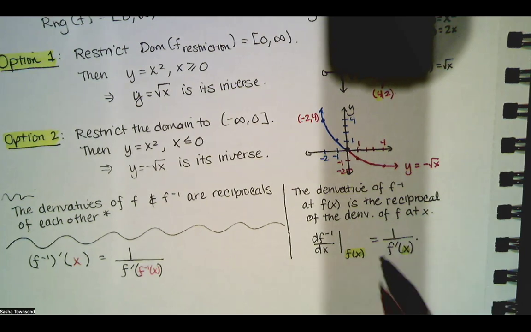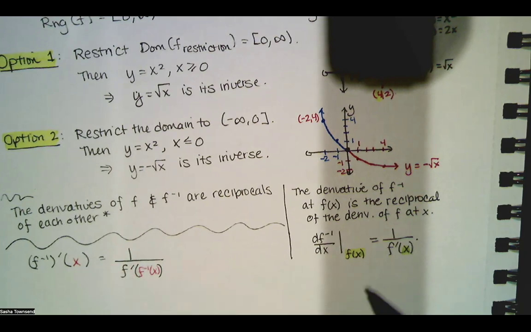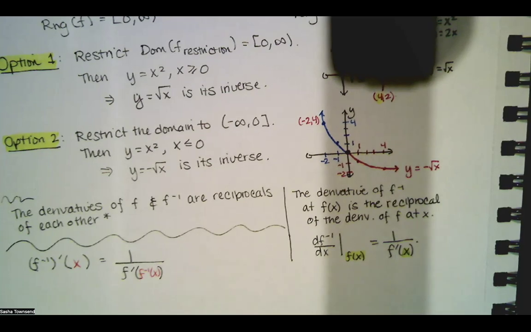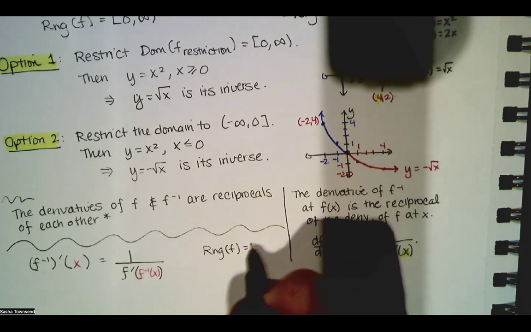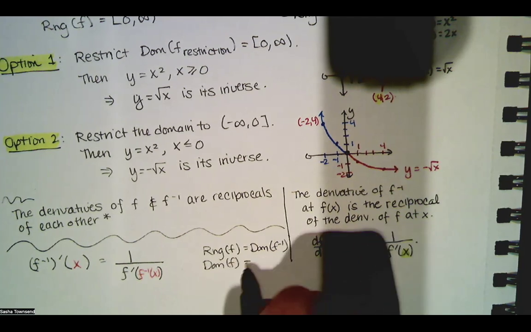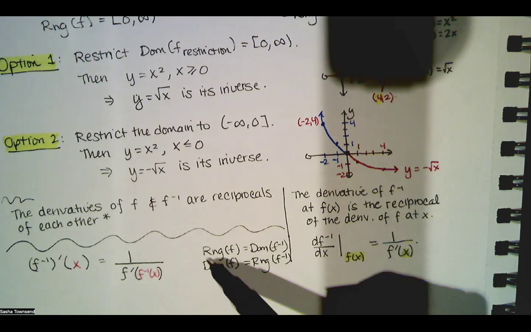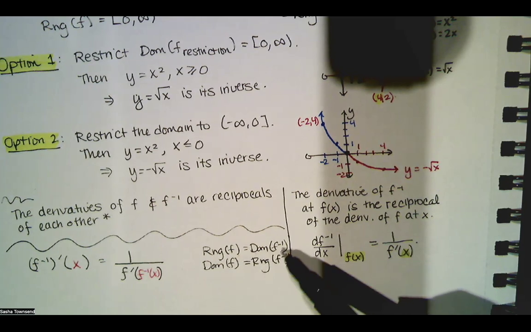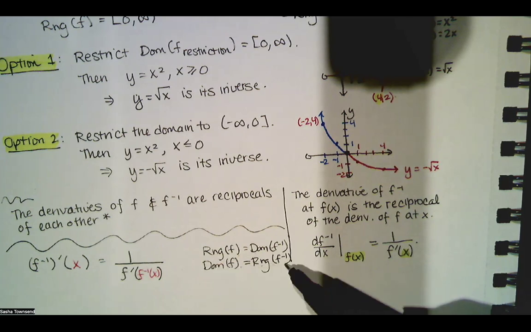And that works because the range of f is equal to the domain of f inverse, and the... I think I may have said that backwards. Yeah, the range of f, let me write this down. The range of f is the domain of f inverse, and the domain of f is the range of f inverse. And I think that makes sense because we've just switched the roles of x and y, right? So what used to be a y value for f is now an x value for f inverse. And what used to be an x value for f is now a y value for f inverse.